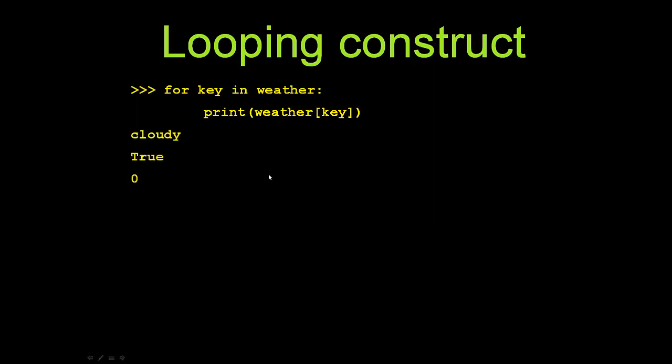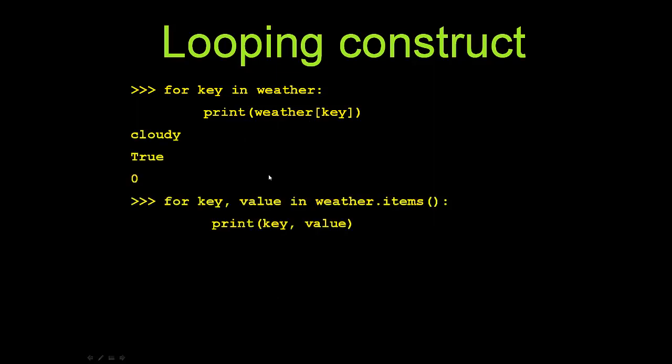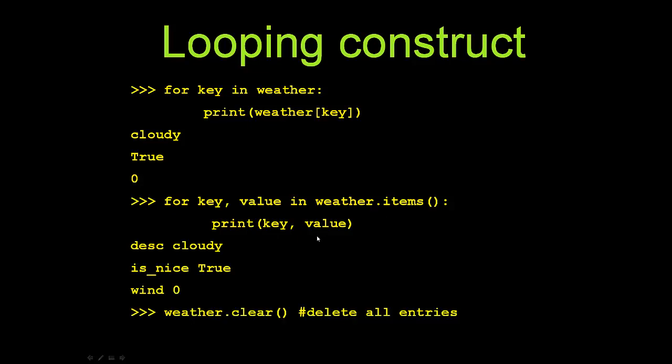Now it turns out you can also do this looping construct, whereby you can do for key in whether, and then you can just print weather key, and then you get all the keys. You can do for key comma value in weather.items, right? And you can print key value, you get the items. Okay, and you can clear the dictionary and clear everything inside.